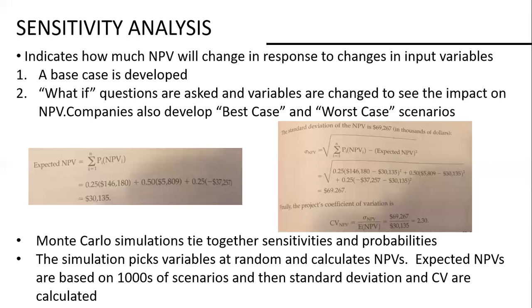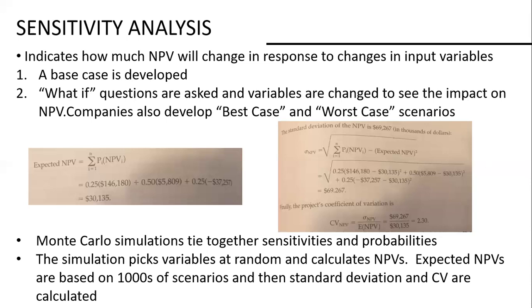And sometimes there's a famous simulation known as the Monte Carlo simulation. This basically ties together the sensitivity analysis, and it also includes probabilities. What happens in a Monte Carlo simulation is that companies pick variables at random and calculate NPVs. So there are thousands of scenarios, and based on those thousands of scenarios, NPVs are calculated for each of them. And then standard deviations and the coefficient of variation are calculated.